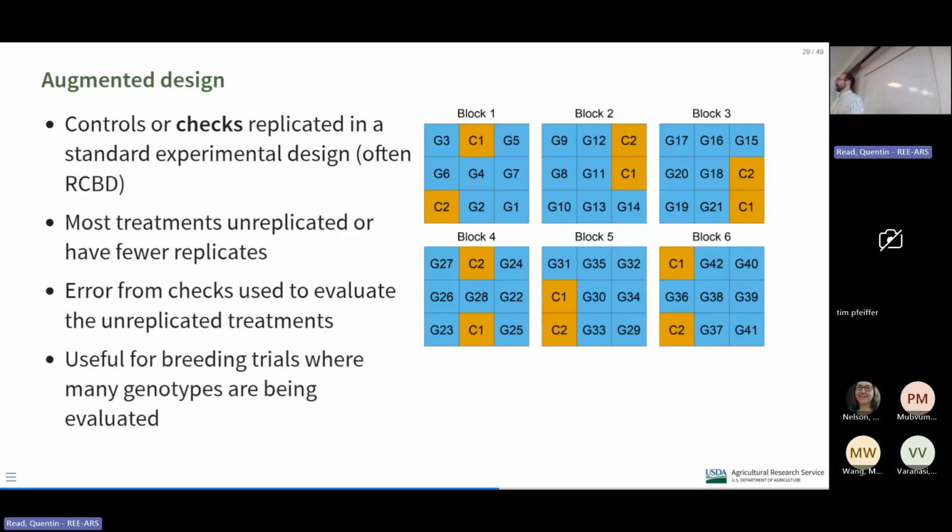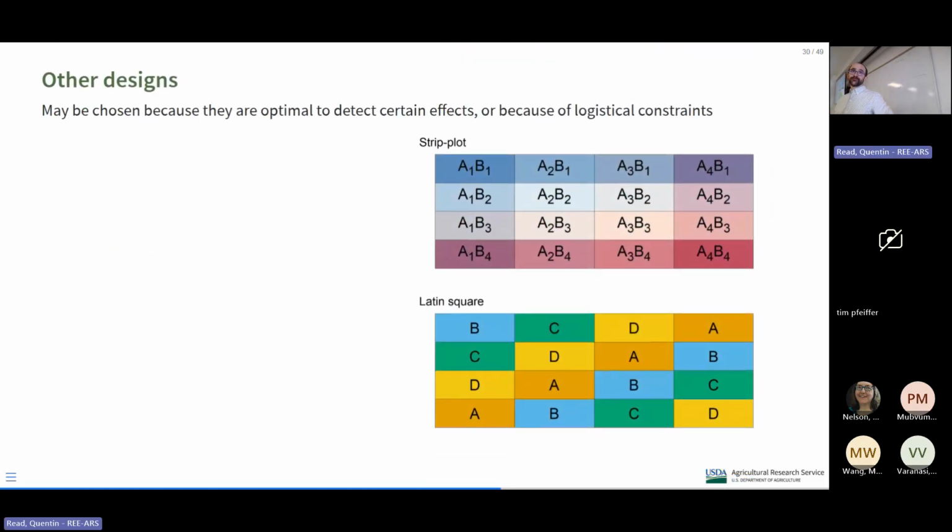And this is useful, for example, in breeding trials where you're evaluating dozens, hundreds of genotypes. It isn't logistically feasible to replicate every single one of them. So often this design is used in those contexts. And there are other designs. I'm running behind a bit, so I won't get into the details of some of these other designs, but just to make you aware of them.